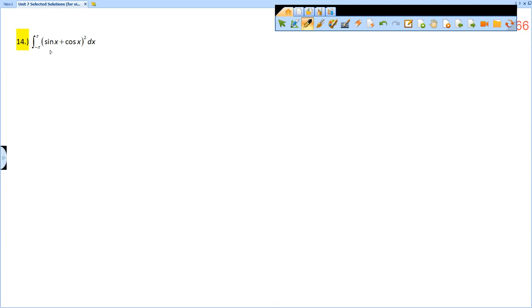All right, so first thing that we need to recognize is that you can't integrate (sine of x plus cosine x) squared directly. You can't do a u substitution here. What you need to do is multiply this thing out. So I have the integral from negative pi to positive pi, and if I multiply this out, I get sine squared x plus 2 cosine x sine x plus cosine squared x. Now all of this is going to be integrated with respect to x.